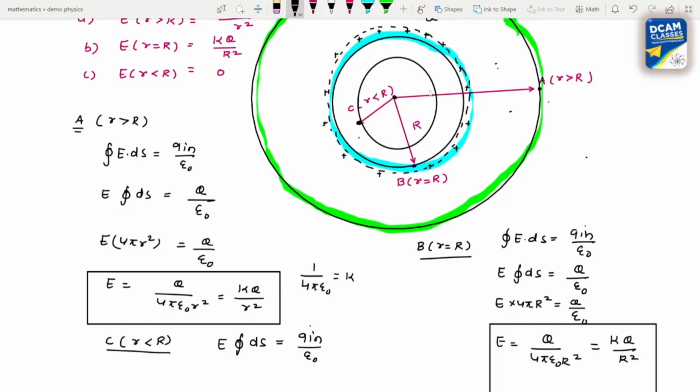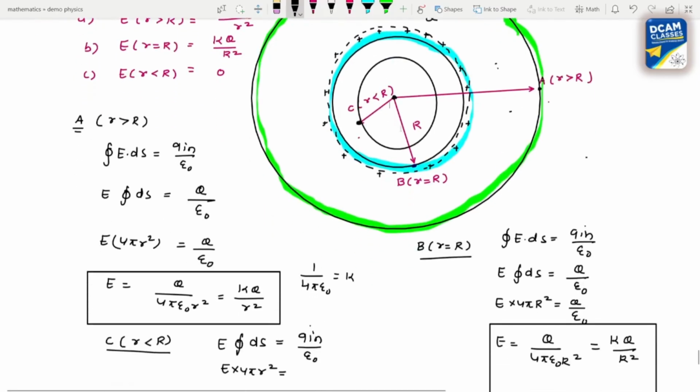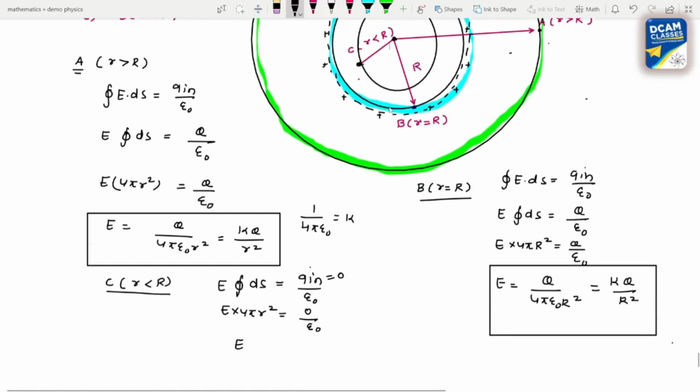But now if you see here, E into 4 pi r square it will be, but inside this Gaussian surface there is no charge present. The only charge was present on the shell, which is outside our Gaussian sphere. But we have to take all the charges which are present inside our Gaussian surface. So because there is no charge, this Q inside will become 0. So it will be 0 by epsilon naught. So that's why the electric field will be equal to 0 inside this.